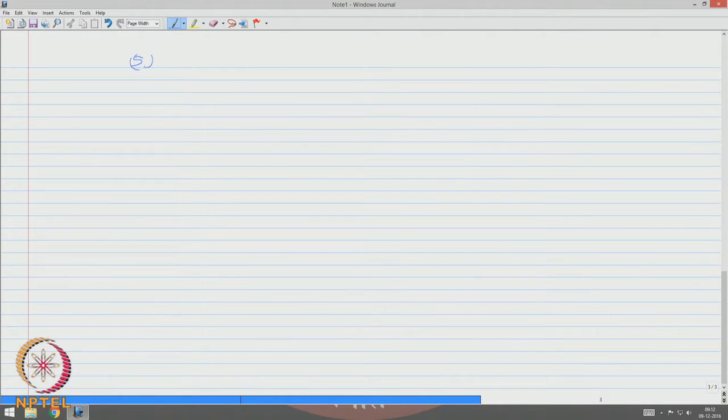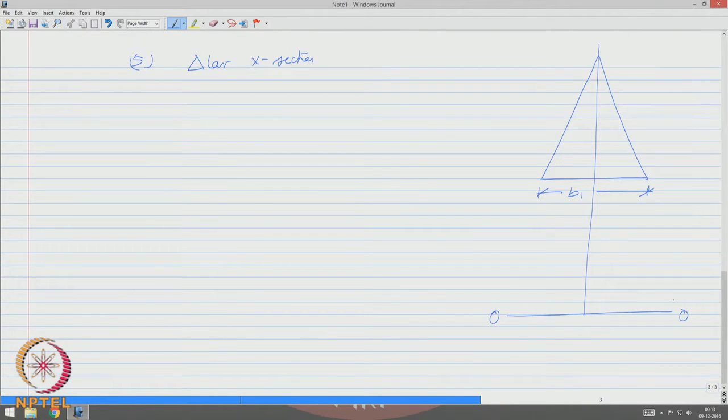Let us go for a triangular section. Say this is B1, this is my OO plane and this is my CG, and therefore, this distance is R, and this is R1 and this is R2.